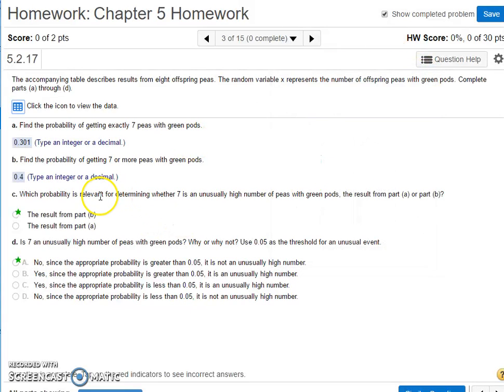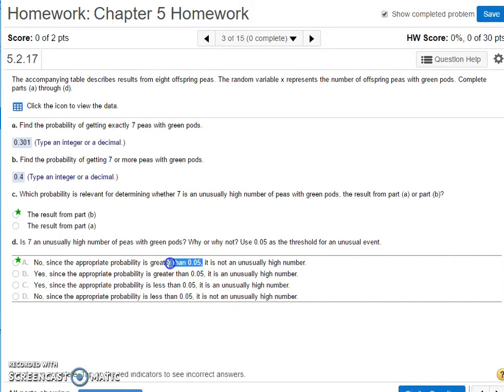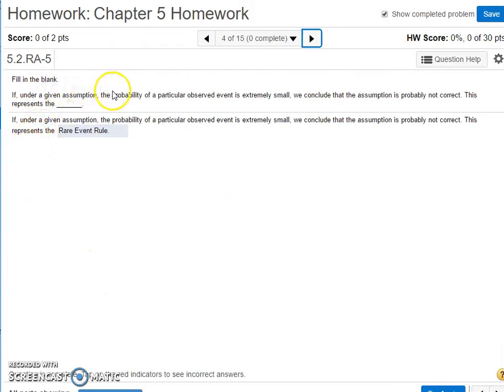Which probability is relevant to determining whether 7 is an unusually high number? So that's going to be part B because that's 7 or more. Is 7 an unusually high number? No, because remember 0.05 is going to make it unusually high. If under a given assumption, the probability of a particularly observed event is extremely small, we conclude that the assumption is probably not correct. This represents the rare event rule.